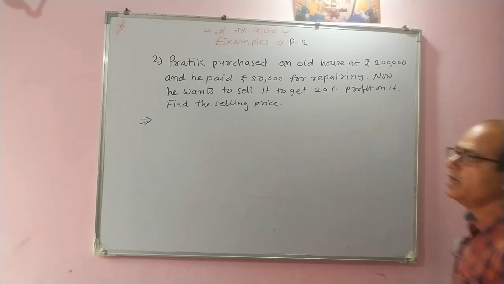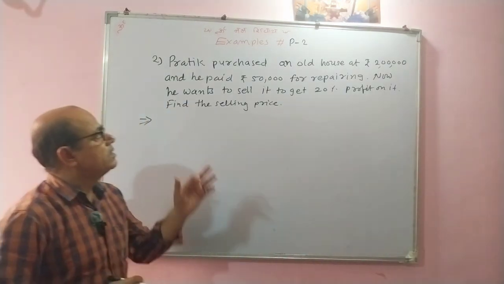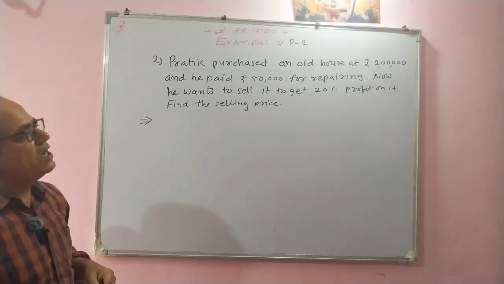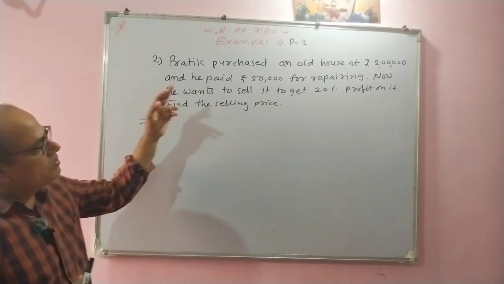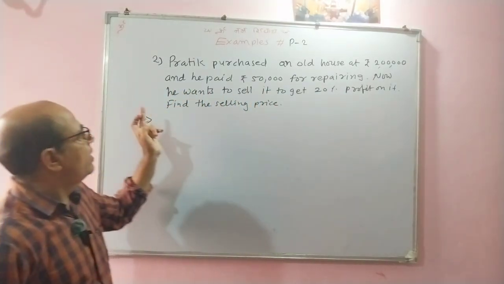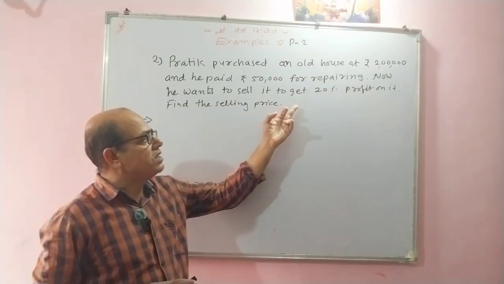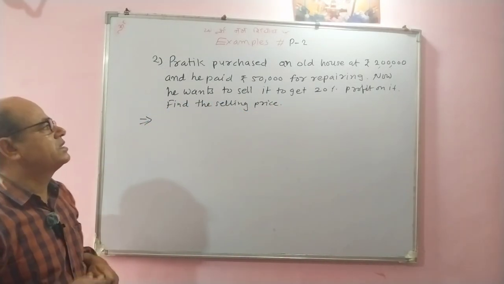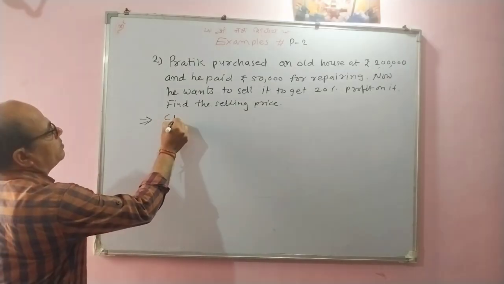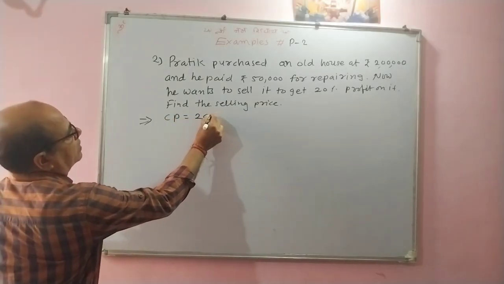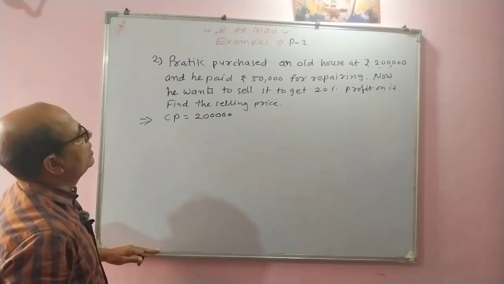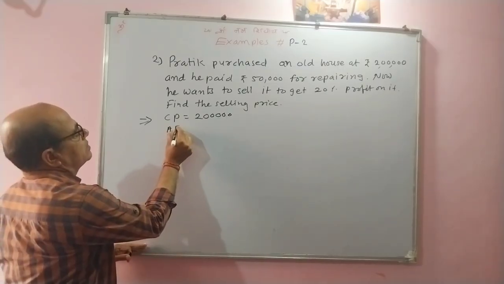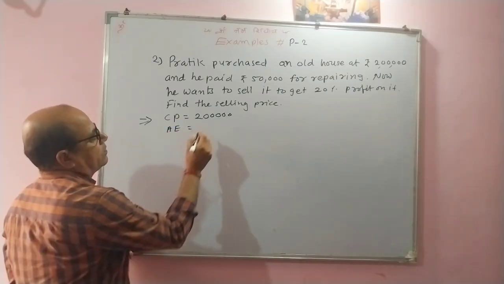Now see, the second example: Pratik purchased an old house at rupees 2 lakh and he paid 50,000 for repairing. Now he wants to sell it to get 20% profit on it. Find the selling price or SP. Now first of all, what is CP? CP is equal to 2 lakh. Now additional expense, repairing, 50,000.